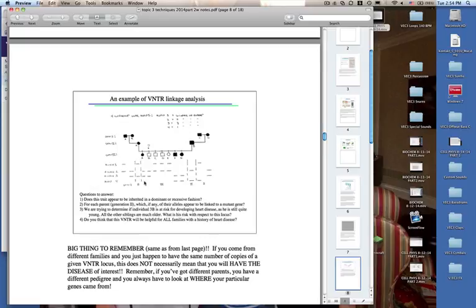So, you've got 4 things you need to do. First of all, don't shout it out, and work in your groups. Question number 1, is this a dominant or recessive trait? Question number 2, for each parent, that's the generation 2 guys here, I want you to tell me, if any, which of their alleles seem to be linked to a mutant gene. Remember, don't get tripped up. It could be different numbers for different parents.